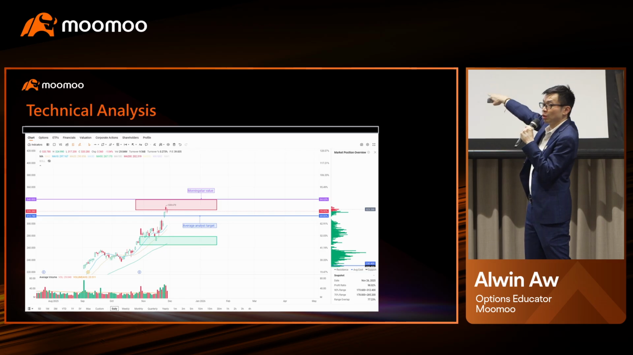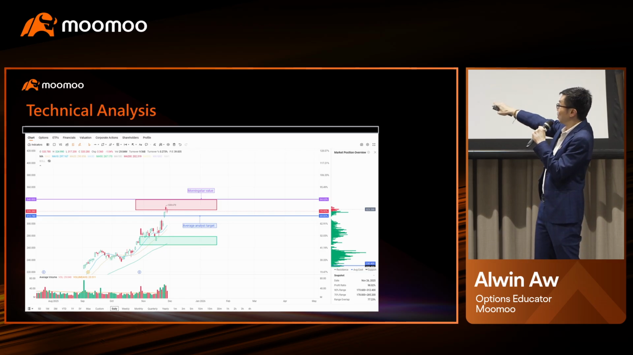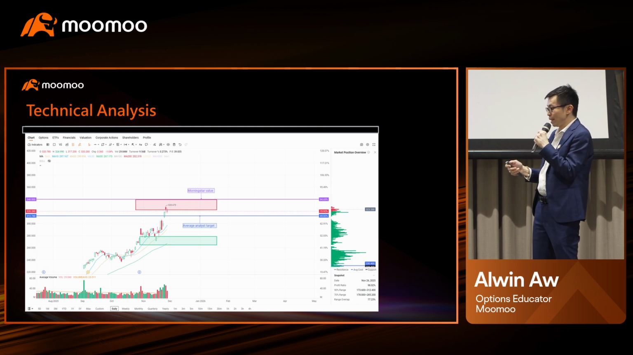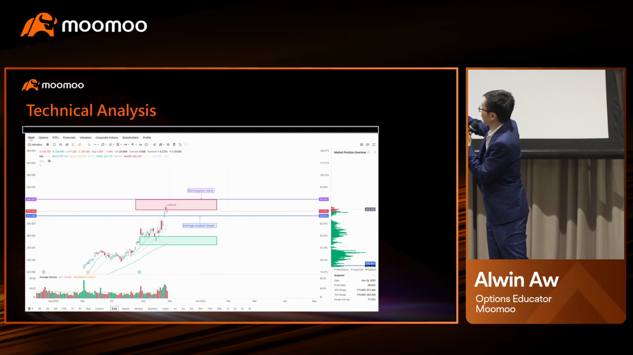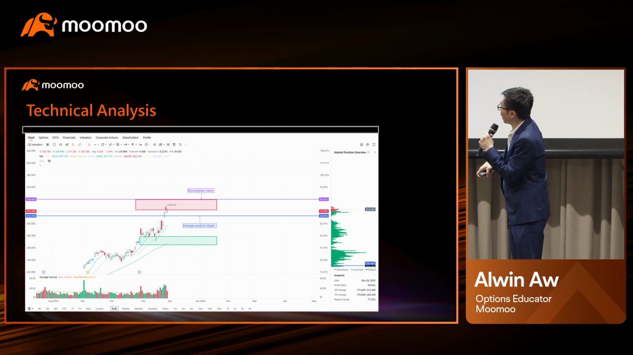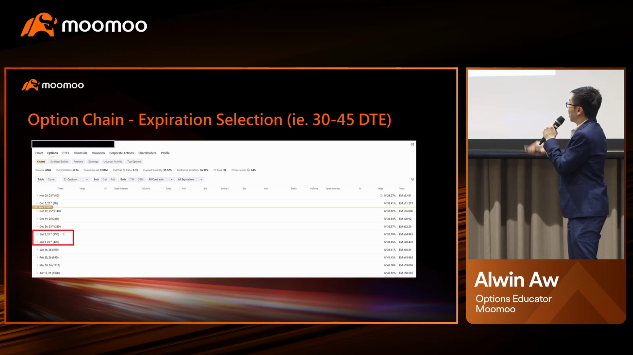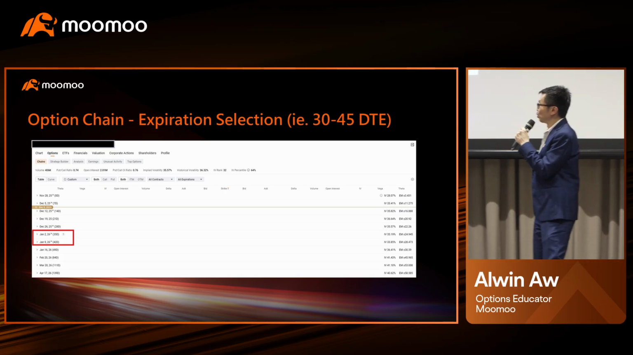I can also use the market overview. That's the beauty about the desktop platform. You can see the support and resistance, a lot of green over red. So let's say I draw my resistance. Then the next step, I see the Morningstar value is at around, what price is that? 340, right? The first step is I pick my expiration at 30 to 45 days.